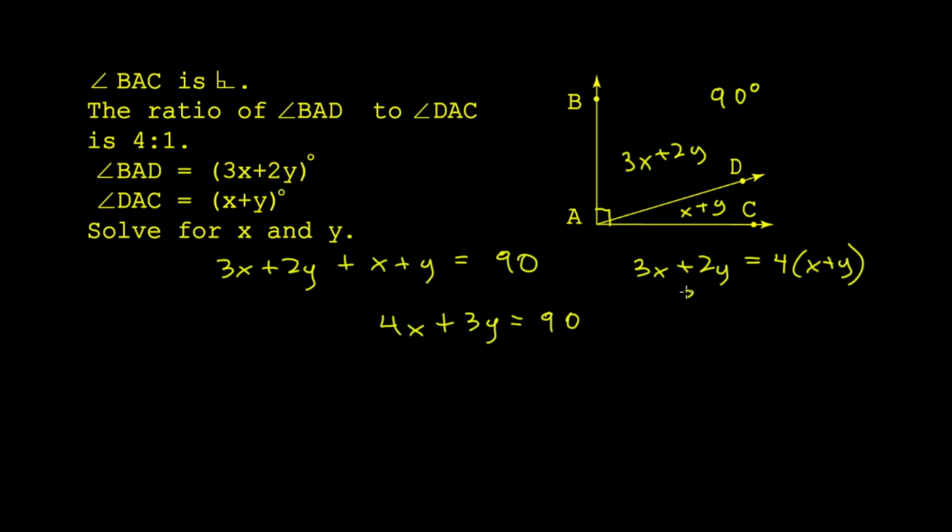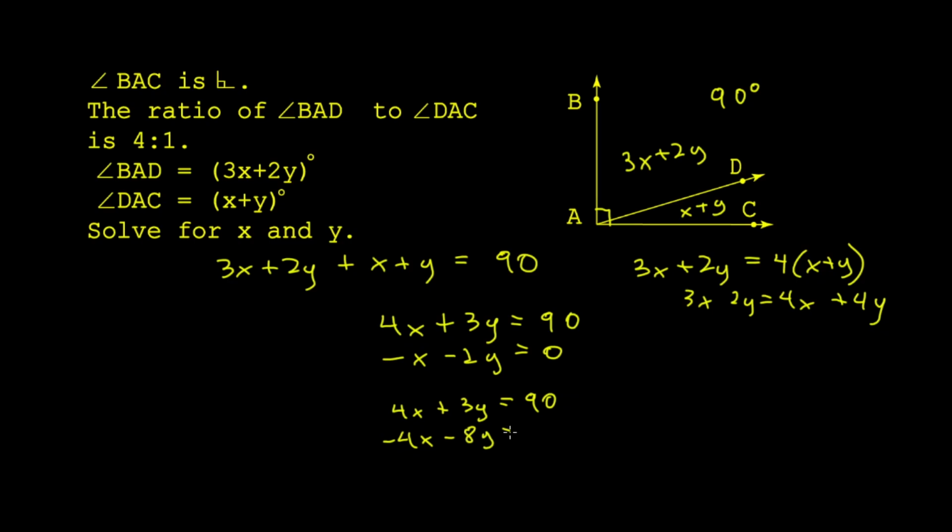Now here, 3x plus 2y equals 4x plus 4y. So bringing that over, negative x, and bringing that over, minus 2y equals 0. So now the easiest way to do these is elimination generally. So that's what we're going to do. We're going to multiply the second equation by 4. So then 4x plus 3y equals 90, and then negative 4x minus 8y equals 0.